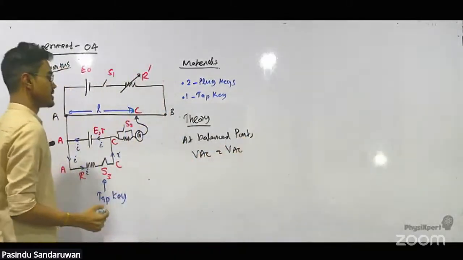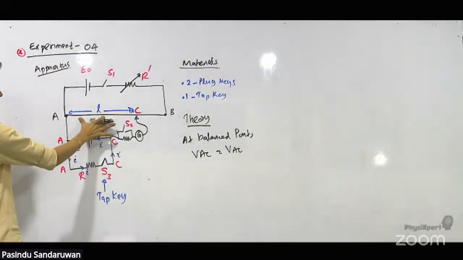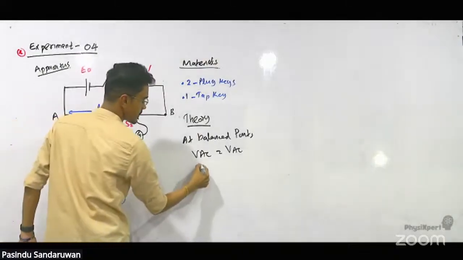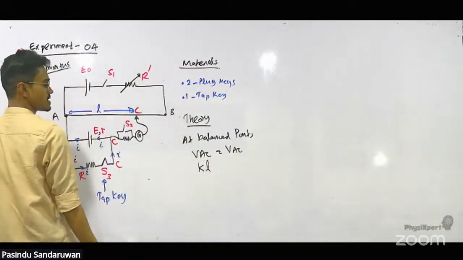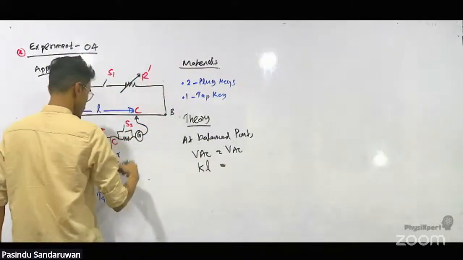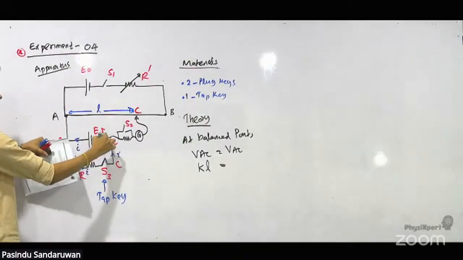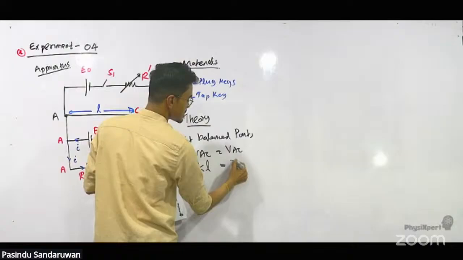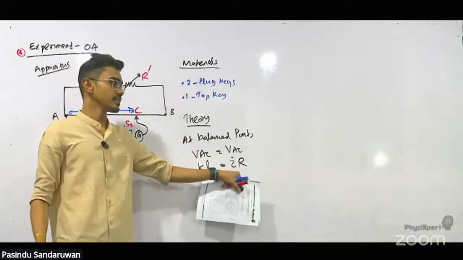Now, from the circuit and from the wire, we can expand V_AC. From the potentiometer wire, if the potential gradient of the potentiometer is K, then KL equals V_AC. From the circuit, you can write the same using either the cell or the resistor. I'm going to use the resistor. Using the resistor, this is IR. Now we need I, right?